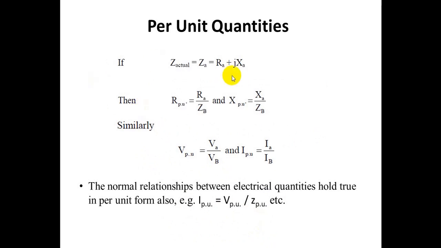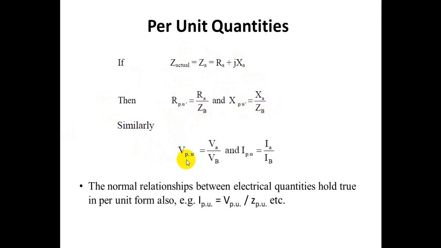And if Z actual is equal to R plus jX, because the impedance has both resistance and reactance parameters in this equation, then we can say that the per unit resistance is equal to its actual value divided by the base impedance, and similarly per unit reactance is equal to XA divided by Z base. So whatever the actual values of resistance and reactance given in the ZA value, you just have to divide them by the base impedance and you will get the per unit value.